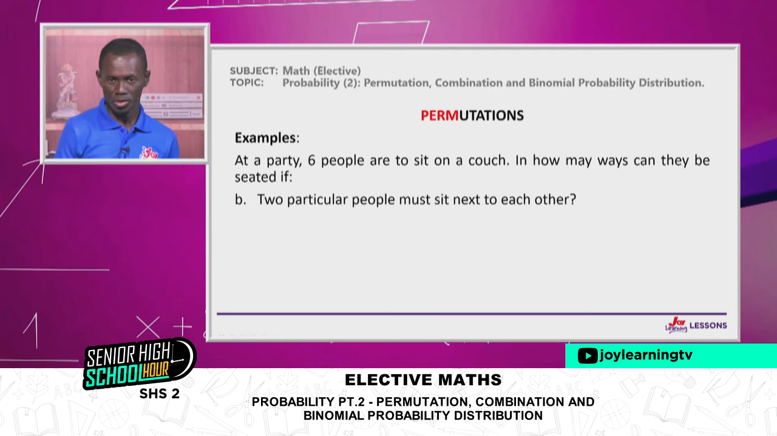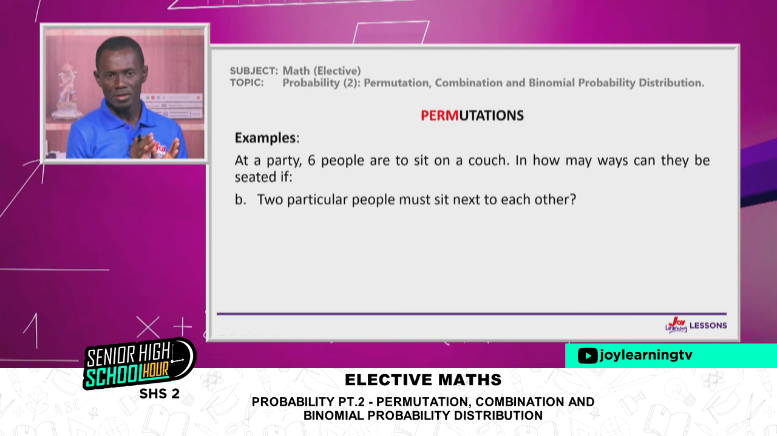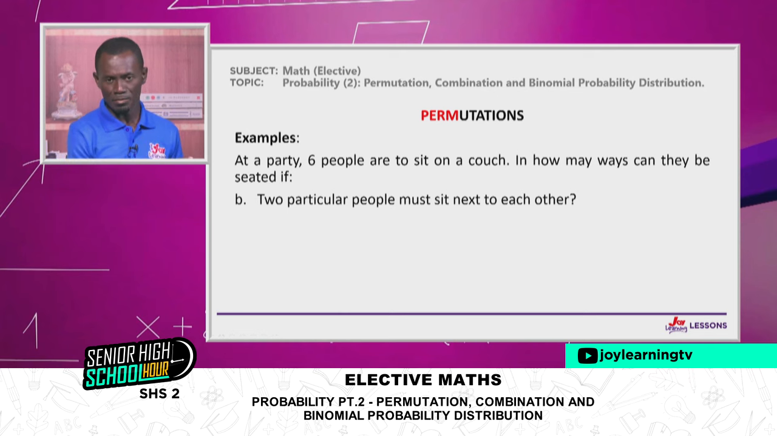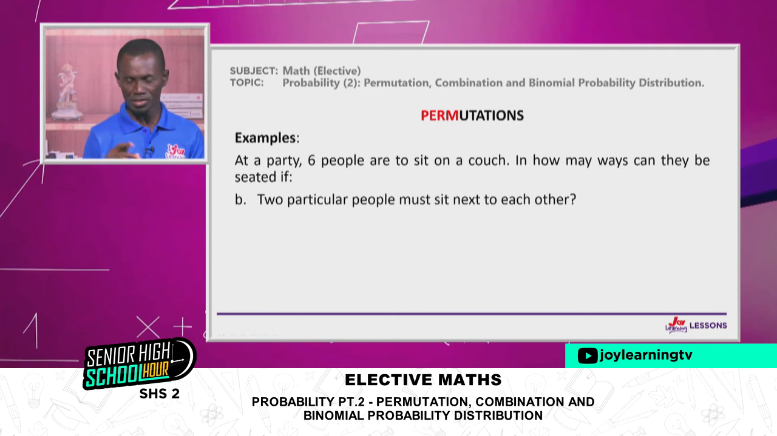How many taxis would we need? First of all, if we took the two people out, it means the other four people can board one taxi separately. So that is four different possible ways. So four factorial. But that is not all.